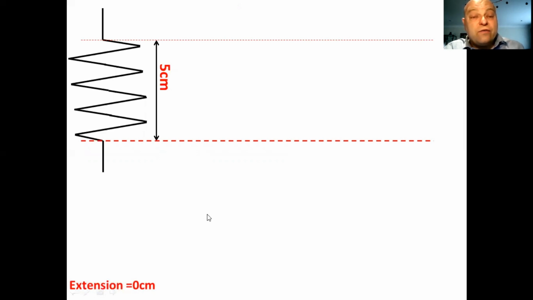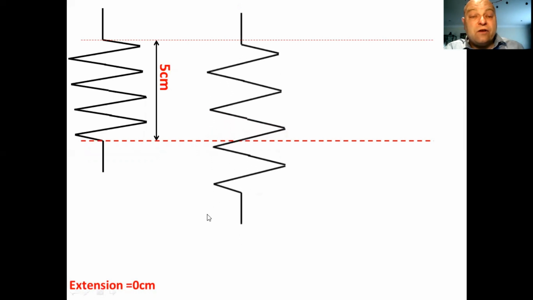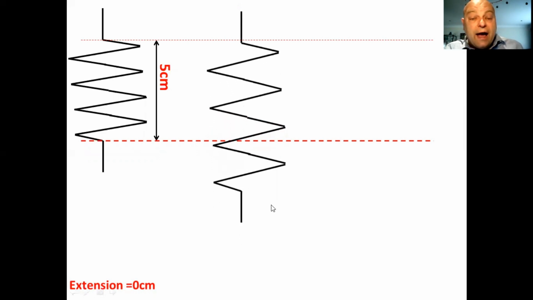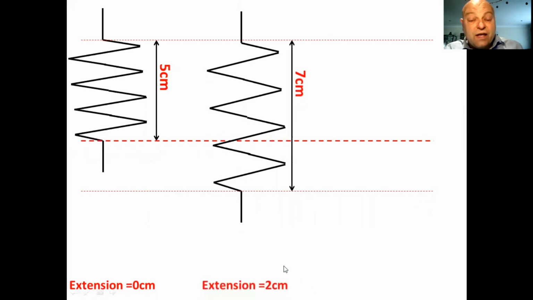We add some weight on it, the spring will get a little bit longer. Let's do a slightly longer spring there. Now, if we do some measurements, we're going to measure to here, same point here. The length is now 7 centimeters. The extension is now 2 centimeters. It's that extra bit here. It's compared to the original length.